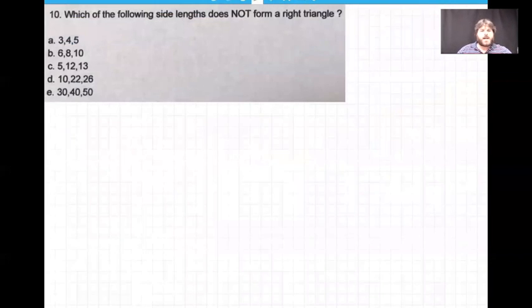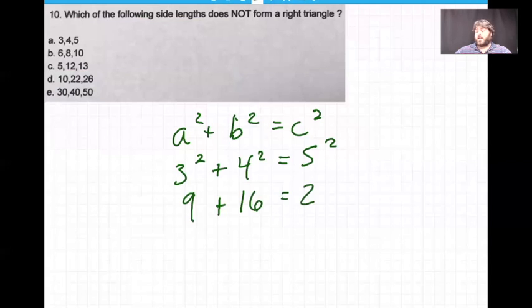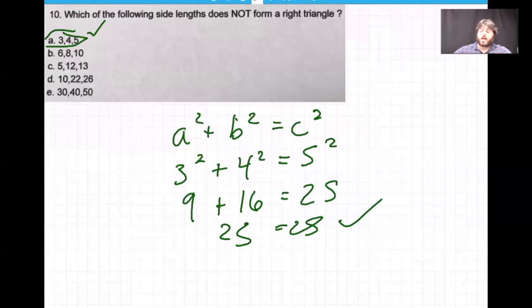All right, which of the following side lengths does not form a right triangle? All right, so we're looking for basically things that make the Pythagorean theorem hold, which is a squared plus b squared equals c squared. Now you could plug and chug, I should say. Just plug these numbers in and try, right? 3 squared is 9, 4 squared is 16, 5 squared is 25. It's true, yes, that 25 equals 25, so it really is a right triangle. That one's a right triangle, we're good to go.